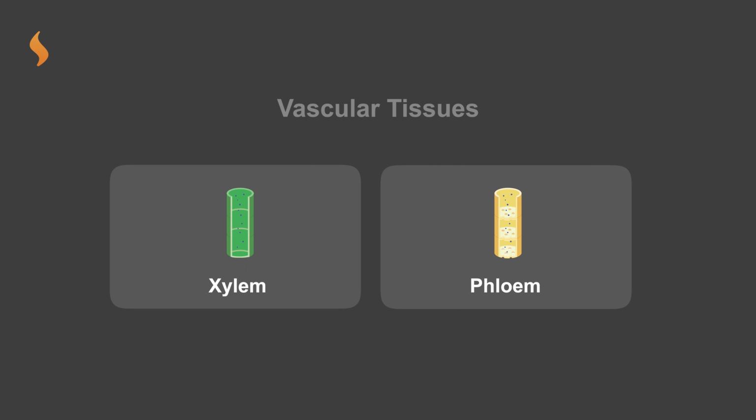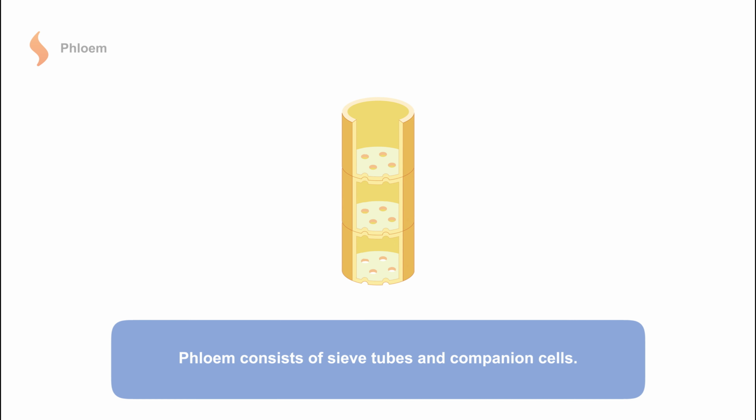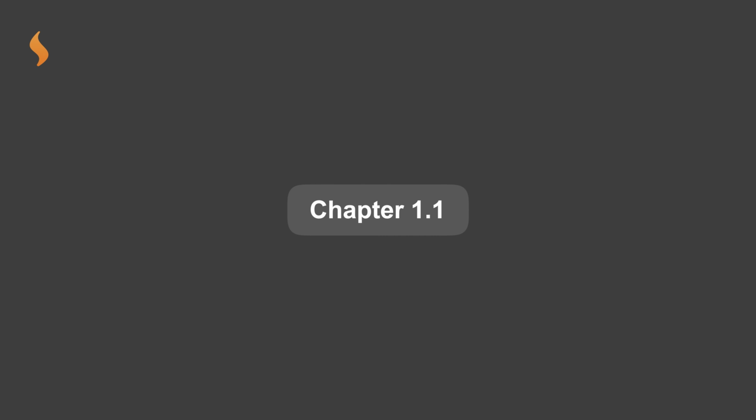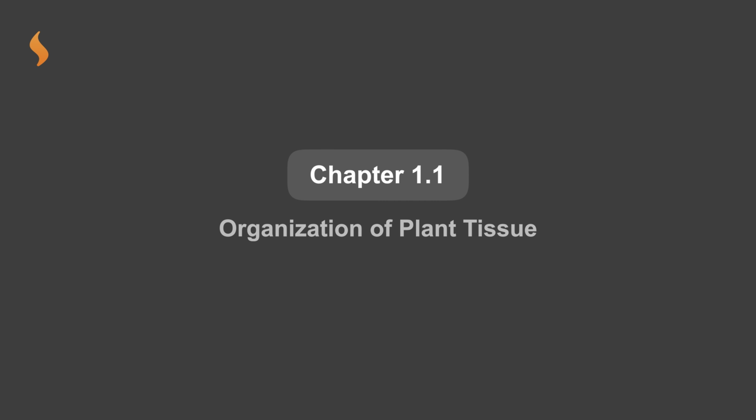The second type of vascular tissue is phloem. Phloem consists of sieve tubes and companion cells. Phloem transports organic substances such as sucrose and food from the leaves to all parts of the plant. This is the end of Chapter 1.1, Organization of Plant Tissue.